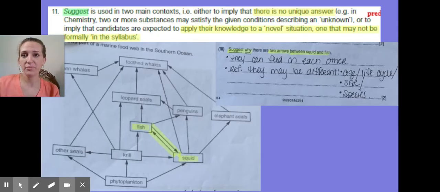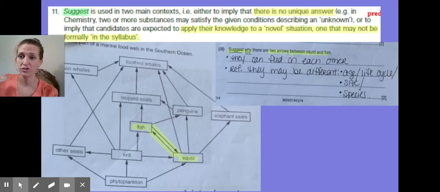Suggest. There's really no main unique answer. It's more like using a connection, like a logic or content that you know, and putting it into a new situation.